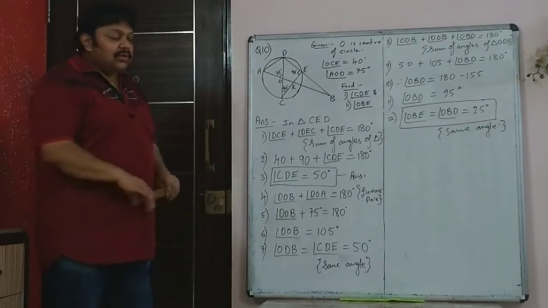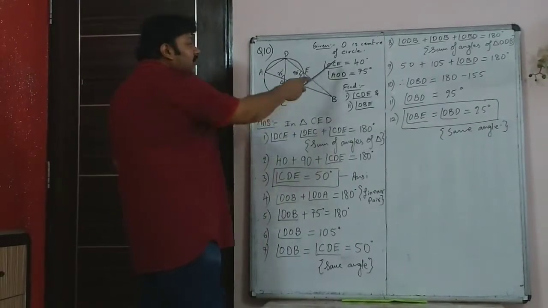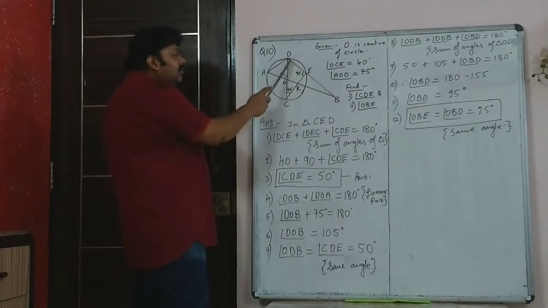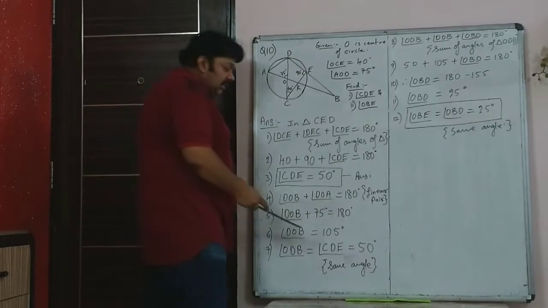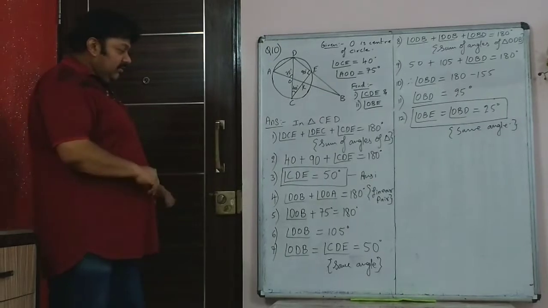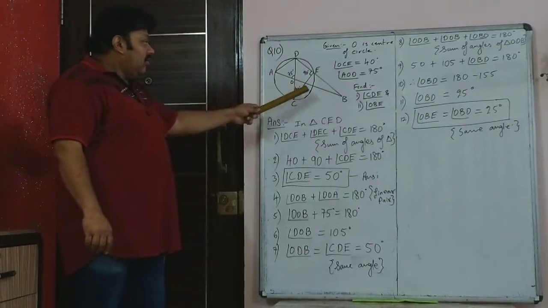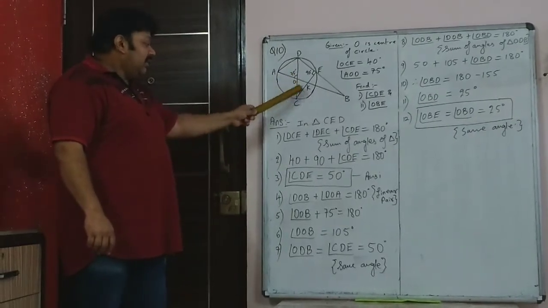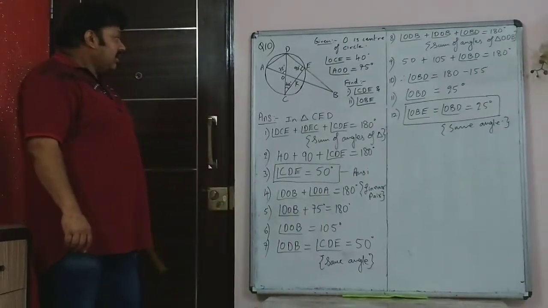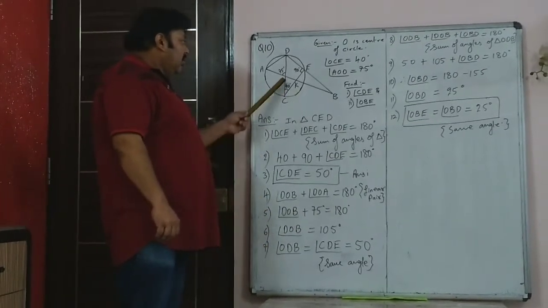because it is an angle in a semicircle. So now in this triangle you can take the angle sum property and you will get the first answer, that is the answer for CDE. 40 plus 90 plus angle CDE is 180. So CDE is 50 degrees. Now angle DOB is a linear pair with the 75. So DOB plus 75 is 180, so DOB is 105 degrees.